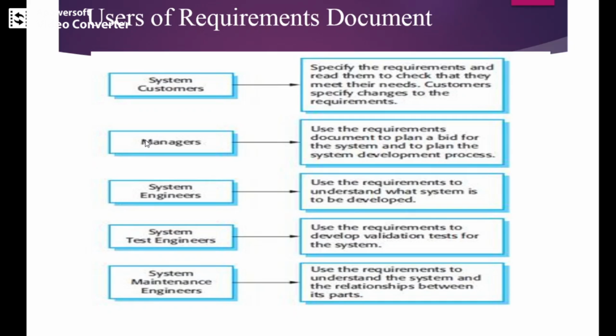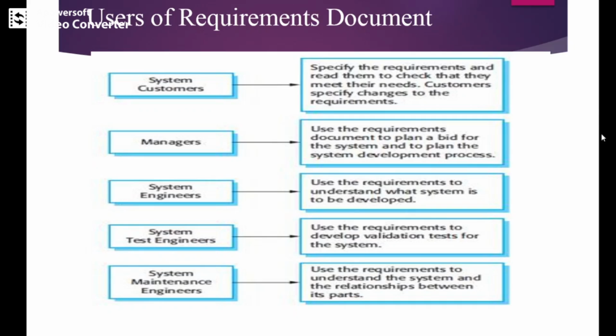Next, system engineers use the requirements to understand what system is to be developed. System engineers are nothing but your software developers. They will keep on reading this requirements document in order to understand what system should be implemented, so that they will get an idea and can start developing it.